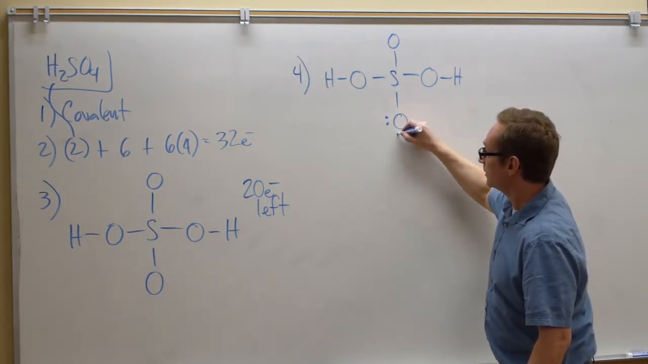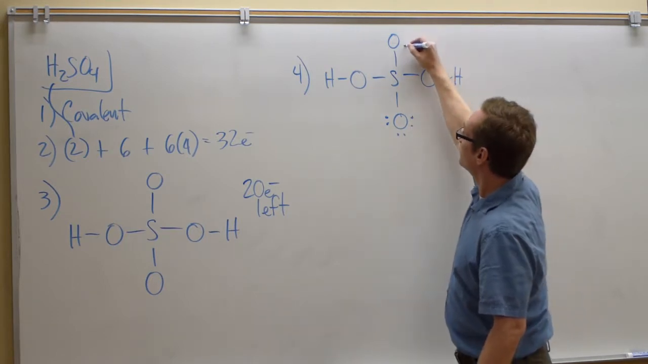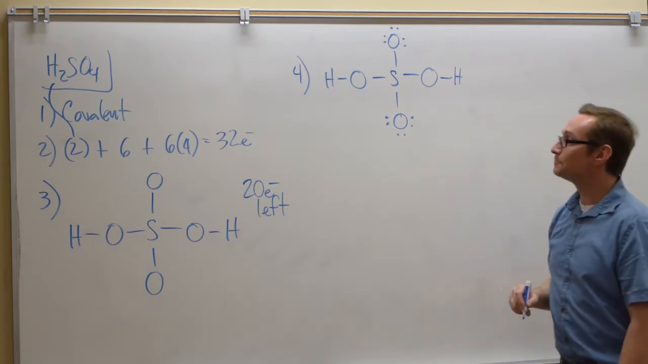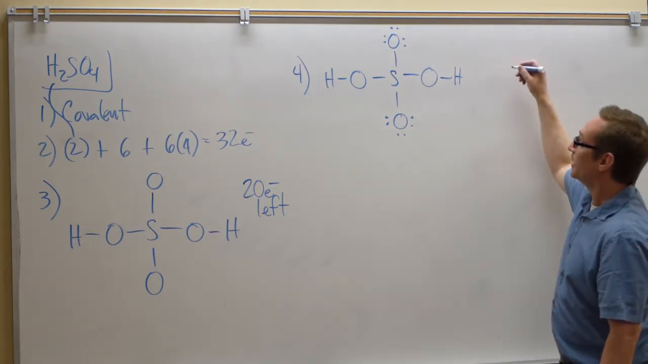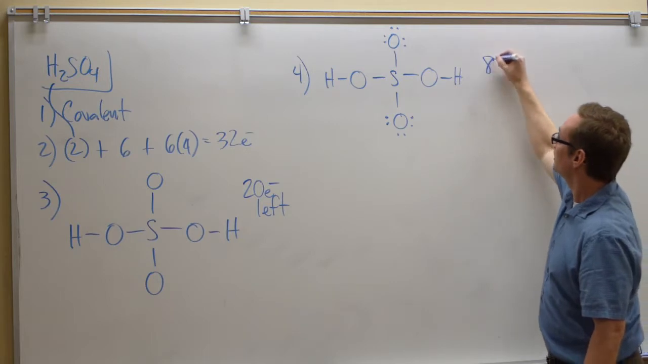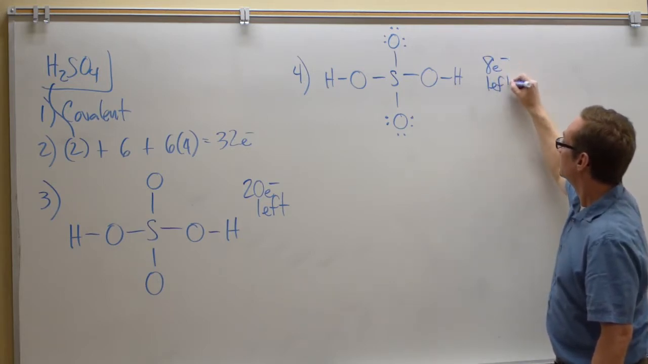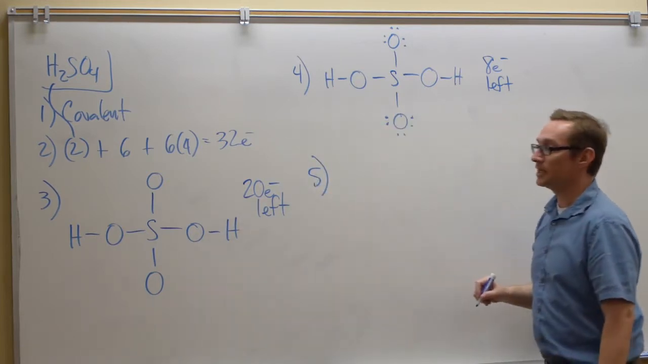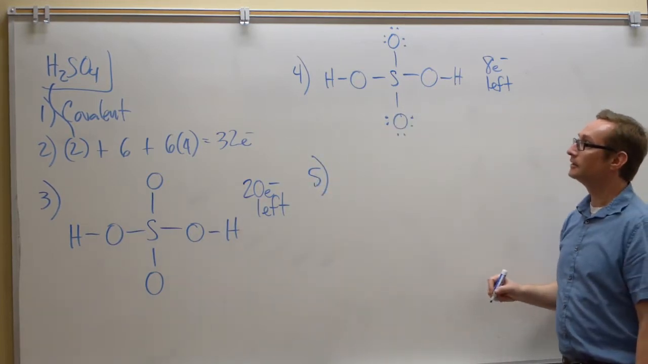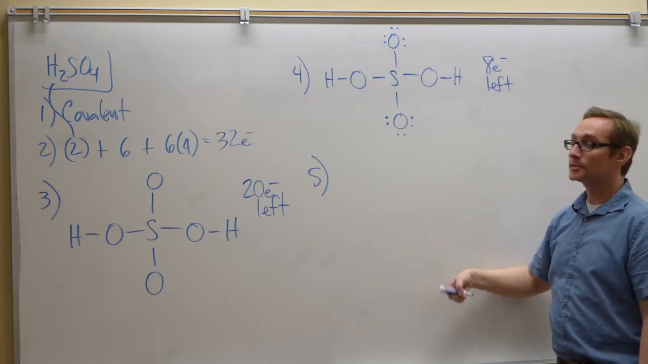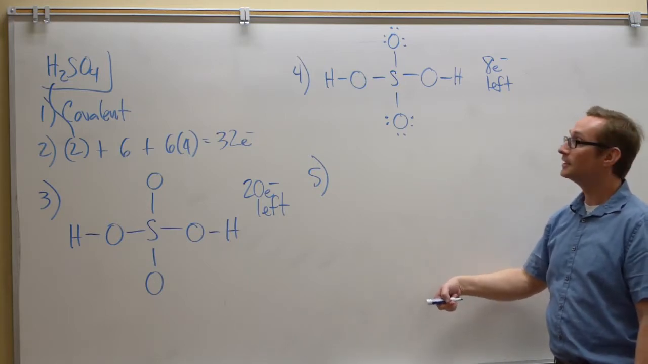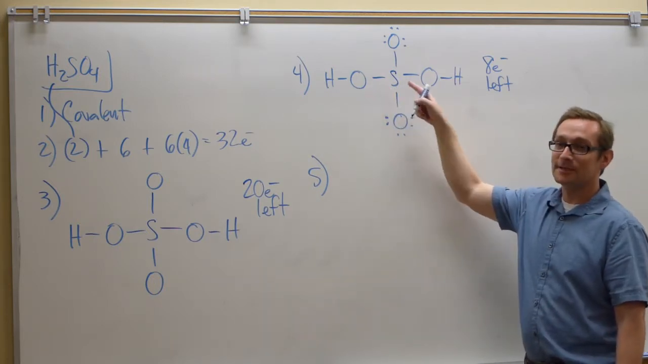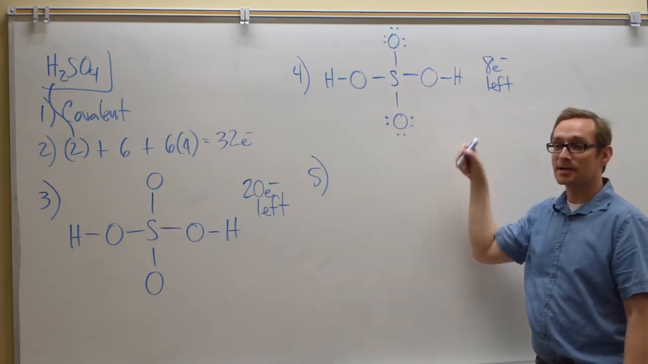So adding 6 dots to make the octets around those oxygens. Okay, and now I have 8 left. So where do the other 8 go? They go to the inner atoms, starting with most electronegative first. Do they go in the oxygens or the inner sulfur? They go in the oxygens because they are more electronegative.